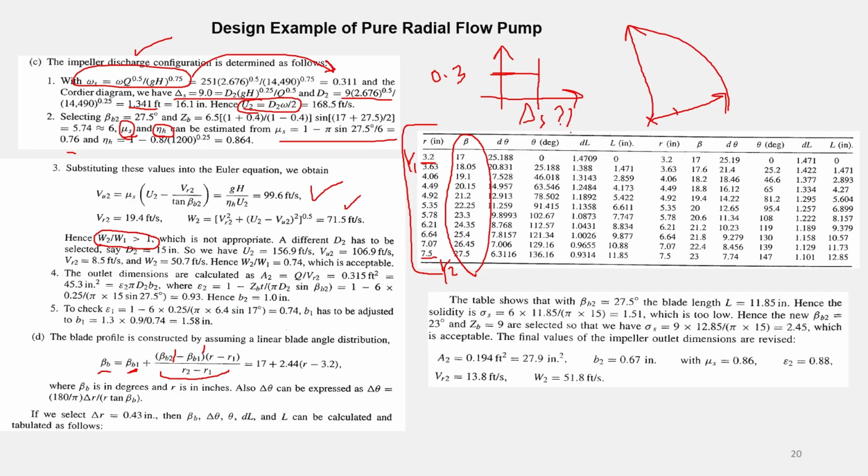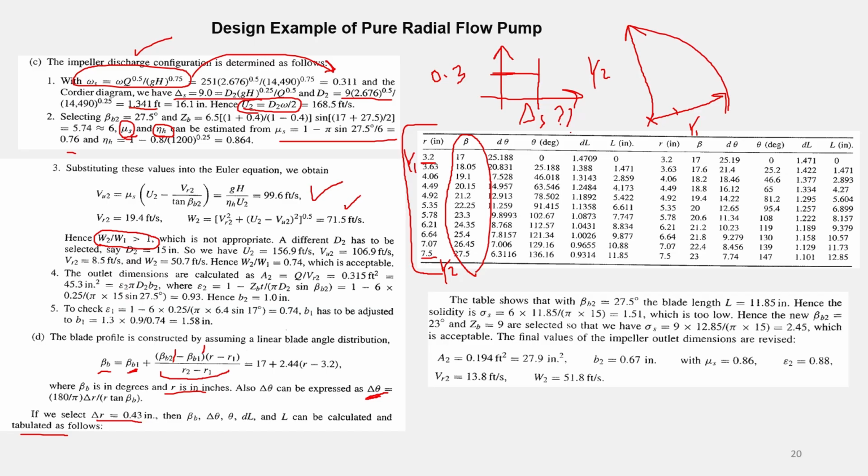So it shows you how the theta changes from R1 to R2. Now theta is in degrees, meaning the unit of the blade angle is degrees, whereas the radius is in inches. We have also shown that the change of the angle can be expressed this way. Here we have an example: if we select 0.43 inches, then beta plate, delta theta, delta L, as well as L can be tabulated as follows.